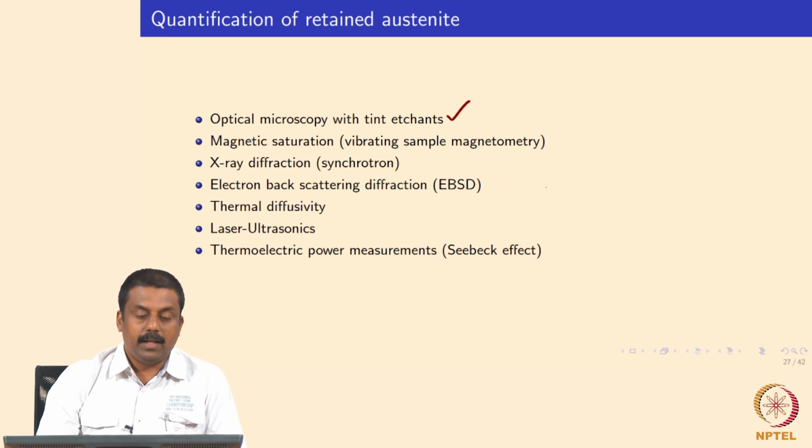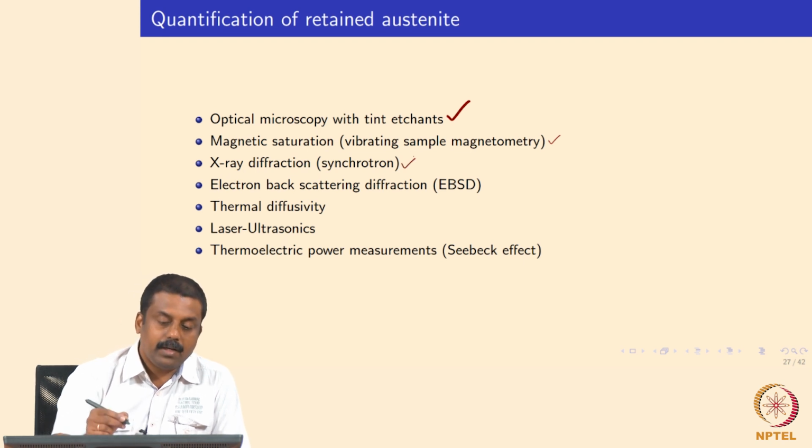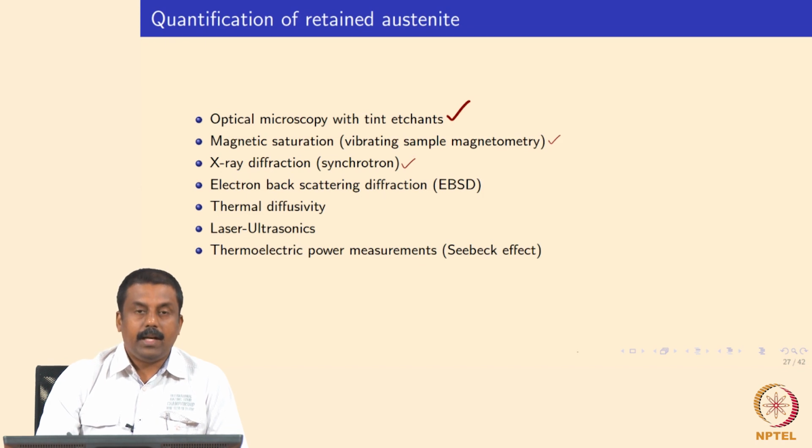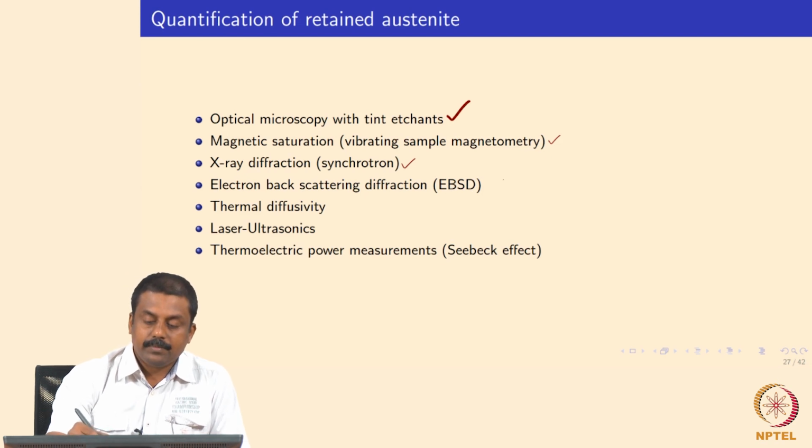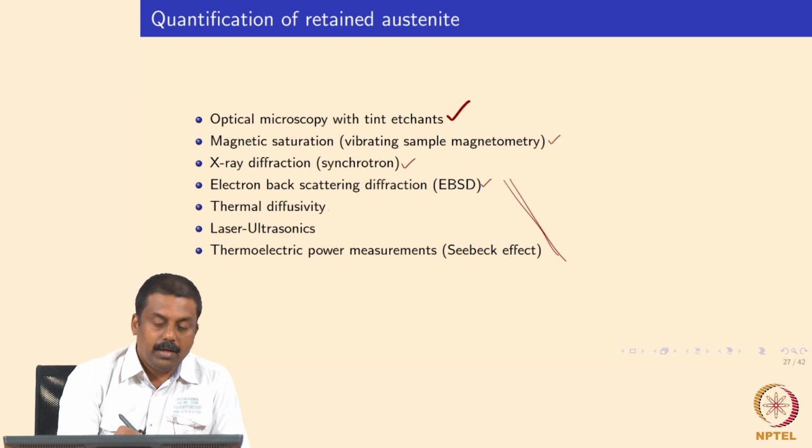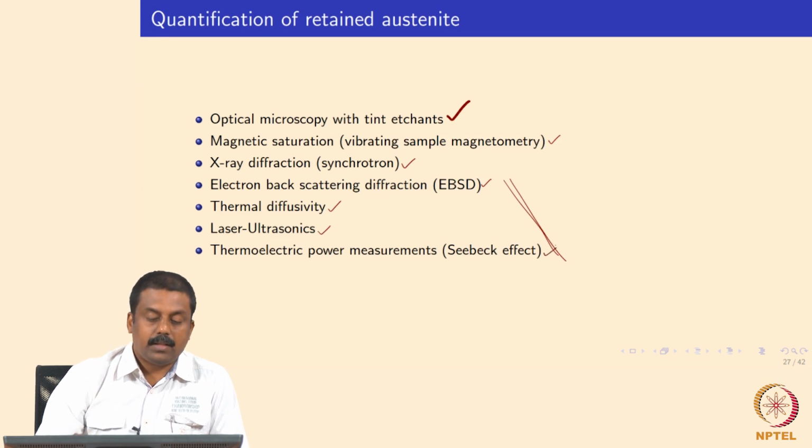Some techniques, like the magnetic saturation method, can be used to measure the retained austenite concentration in bulk in the entire sample. I will explain the principles in subsequent slides. We can also use X-ray diffraction, which gives quantitative information from diffraction peak analysis, and we will see in subsequent lectures how X-ray diffraction can be used to quantify the retained austenite. There are also some other uncommon, sophisticated techniques to quantify retained austenite, for example electron backscattered diffraction (EBSD), thermal diffusivity, laser ultrasonics, or thermoelectric power measurements.